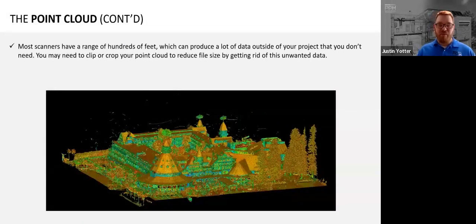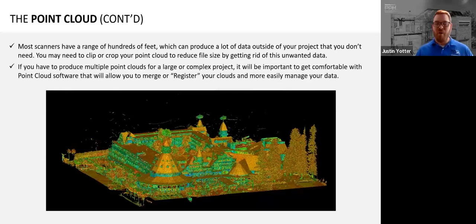Most scanners have a range of hundreds of feet, which can produce a lot of data outside of your project area that you don't need. You may need to clip or crop your point cloud to reduce the file size by getting rid of that unwanted data. If you have to produce multiple point clouds for a large or complex project, it will be important to get comfortable with point cloud software that will allow you to merge or register your clouds and more easily manage your data.